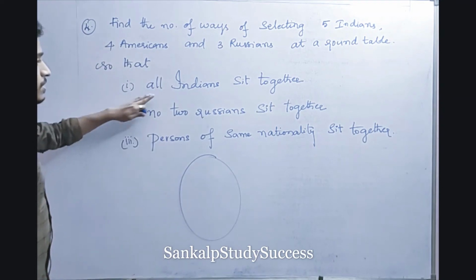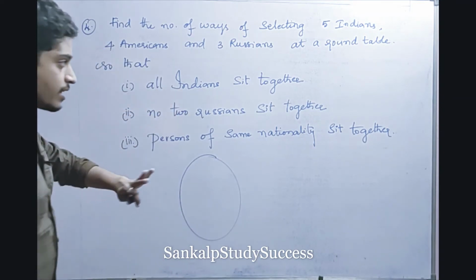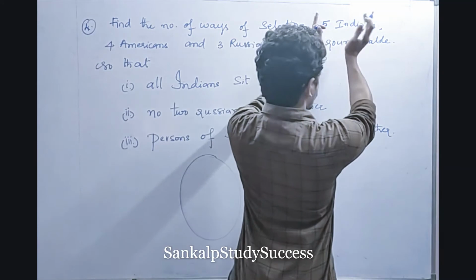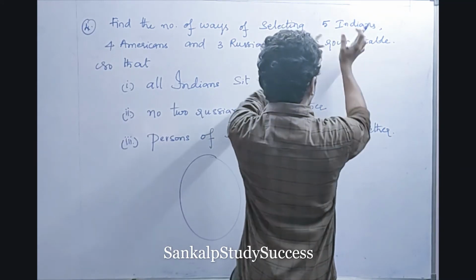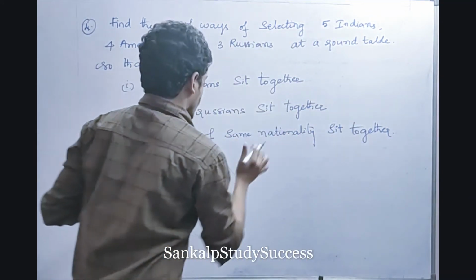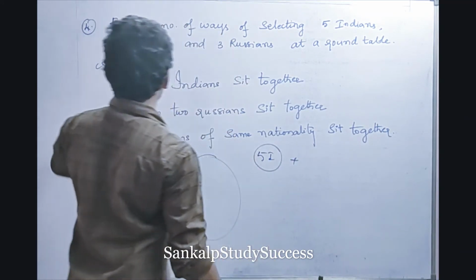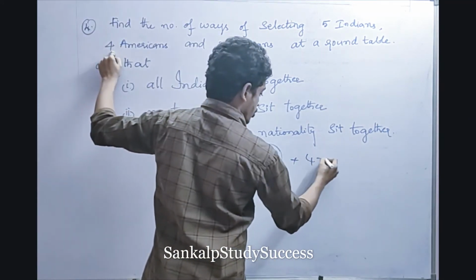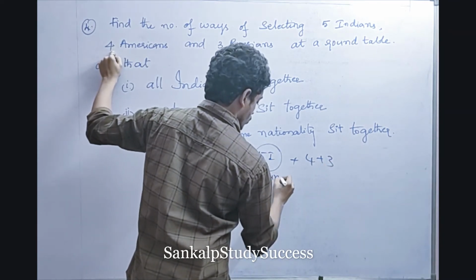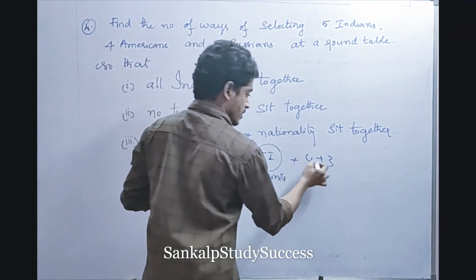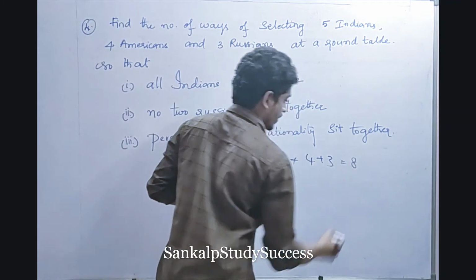Now what is the first question? All Indians should sit together. So all 5 Indians should be at one place, right? Considering the 5 Indians as one unit, plus the remaining 4 Americans and 3 Russians. So how many arrangements do we have to do? 7 plus 1, so total 8 arrangements have to be done.